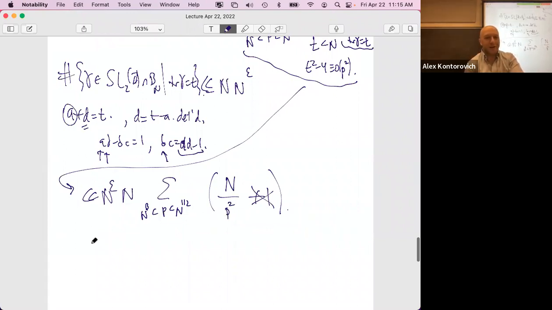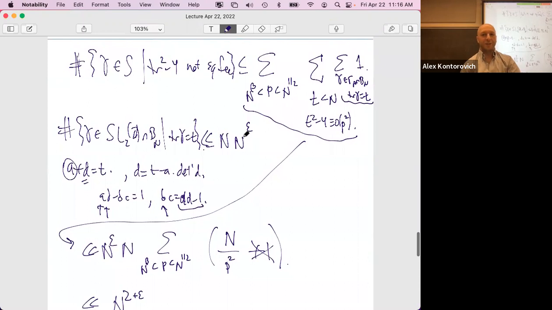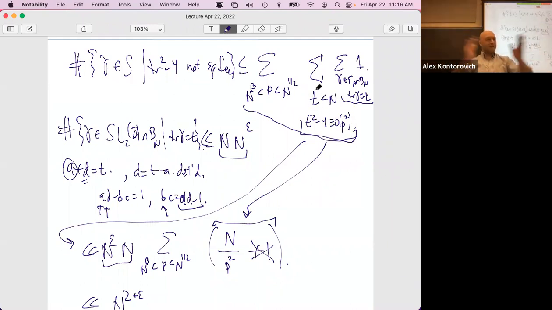Let's expand that to all integers. So far I have N squared. I've seen too many N's; I lost track of where one of the N's came from. The N epsilon on the outside comes from the inner sum, which has multiplicity at most N to the 1 plus epsilon. And the N over p squared: why do we have an N? Because T goes up to N. You're considering all possible traces of size N, but only one out of every p squared of them contribute.